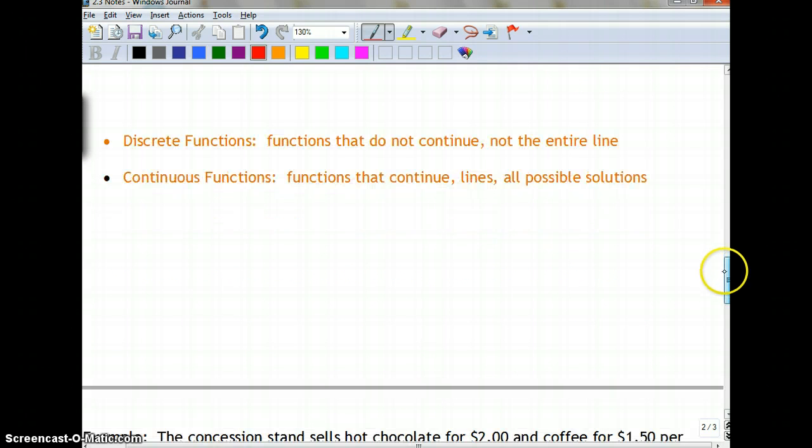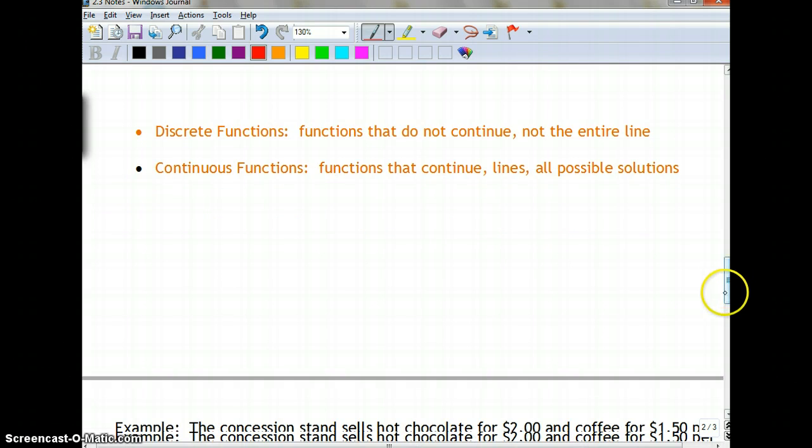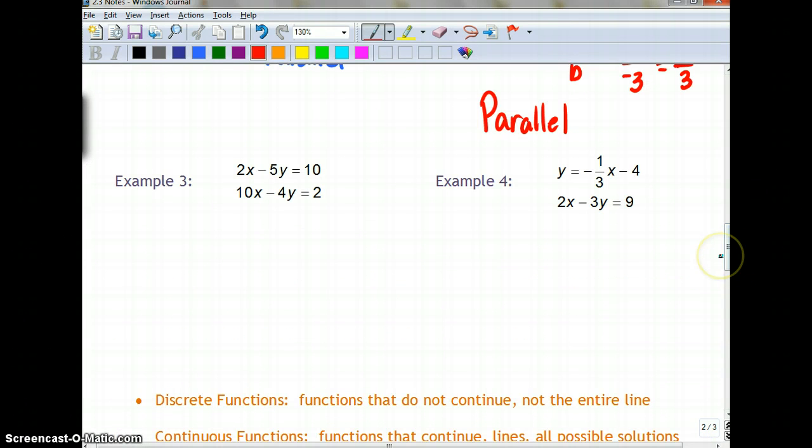Okay, we will talk about the discrete and the continuous functions and do this word problem in class. So maybe you should try doing examples 3 and 4 before class tomorrow.